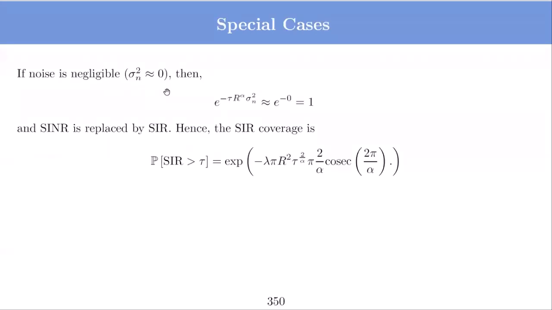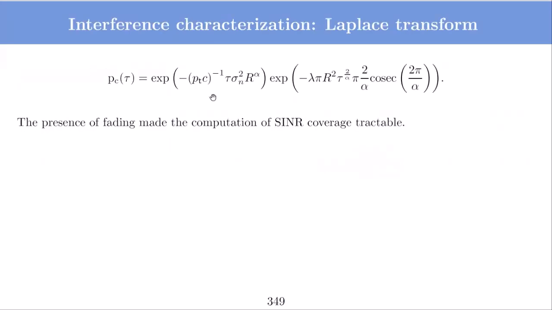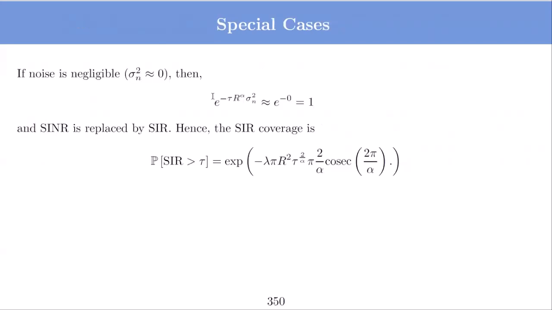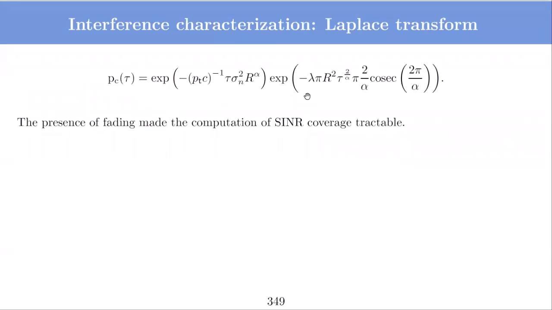I will also compute a special case when the noise is zero, right? And that is possible when you have a high density so that the interference is significantly more than noise. So when you add noise to the interference, that is not going to change the performance. So in those cases, we can ignore the noise. In that case, this first term would become zero. So sorry, this term becomes 0, so exponential of 0 will become 1. So the only thing remaining would be this.